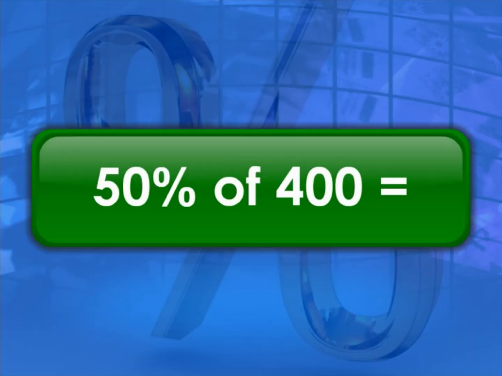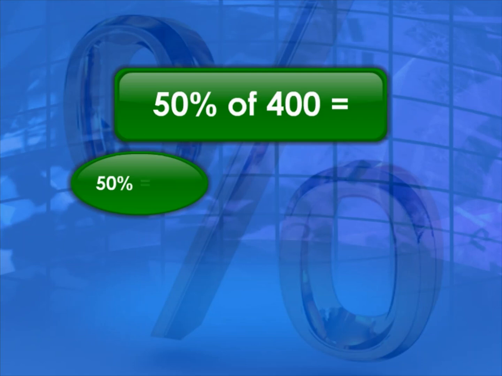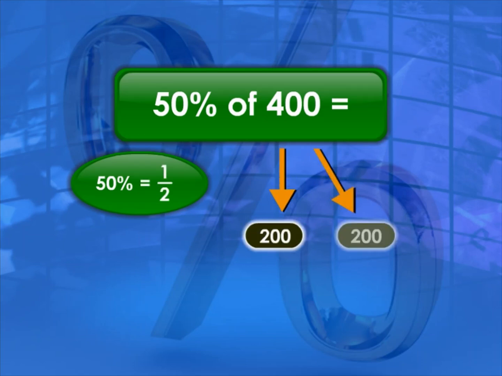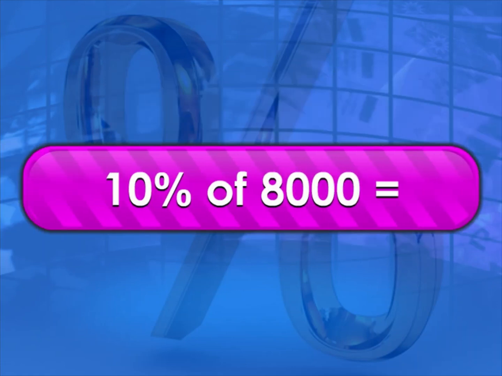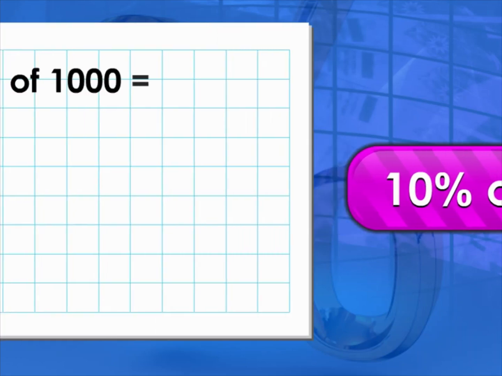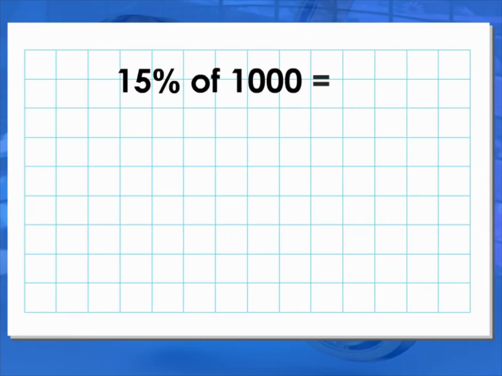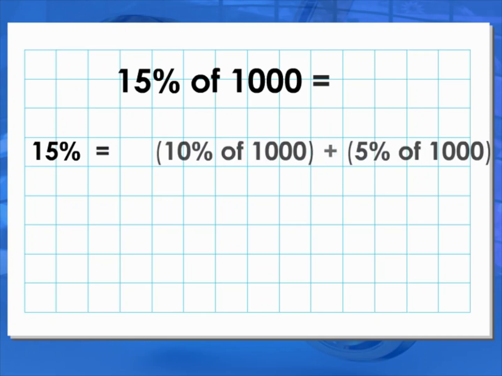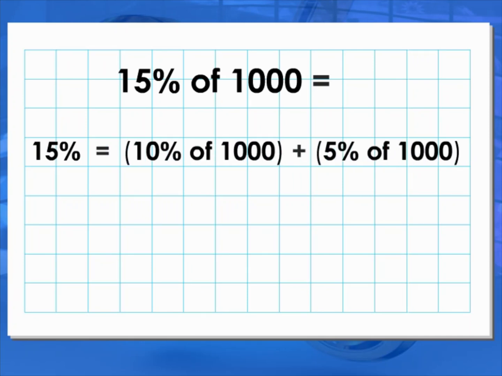What is 50% of 400? Good. 50% means half. So half of 400 is 200. What is 10% of 8,000? Yes, it is 800. What is 15% of 1,000? Very good. 15% is 10% and 5%. 10% of 1,000 is 100, so 5% is 50. Do you get 150?